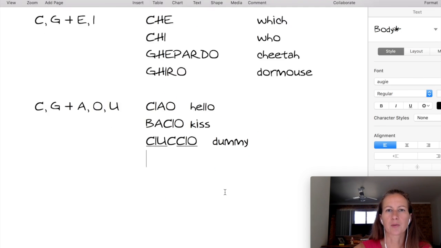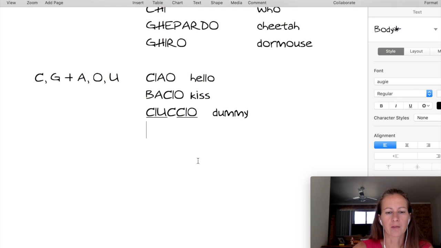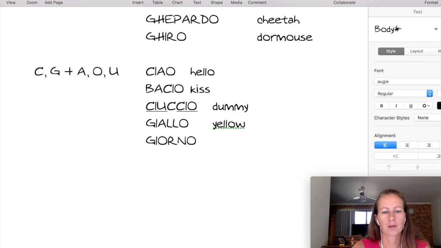So the same happens with the letter G. So we'll have già, as in giallo. Giallo means yellow. Then we have gio, as in giorno. Giorno means day. And then we have giù, as in giusto. Giusto means right, like correct.